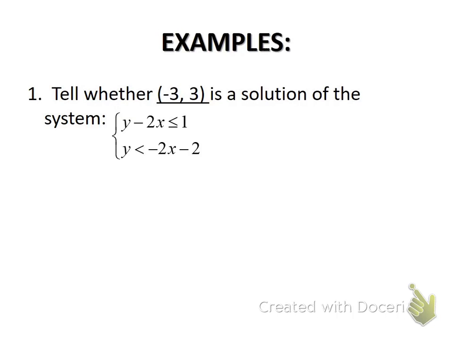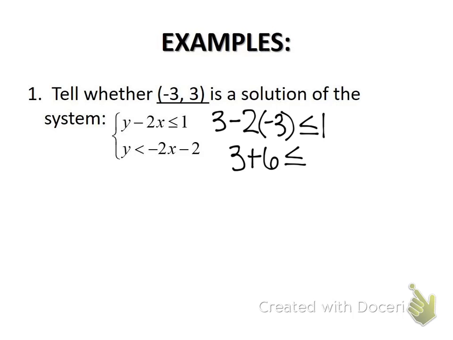What am I plugging in for y? 3. I'm plugging in a 3. So we would have 3 minus 2 times, what's going in for x? Negative 3 is less than or equal to 1. Now we have to decide if this is true. So we multiply first. Negative 2 times negative 3 turns it to a positive. 2 times 3 is 6.